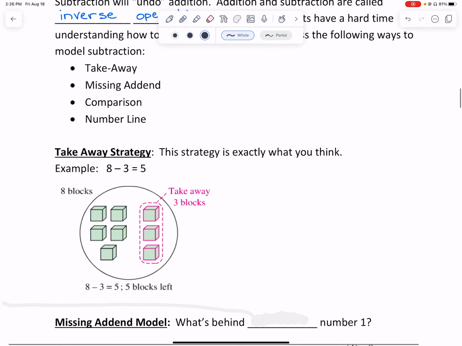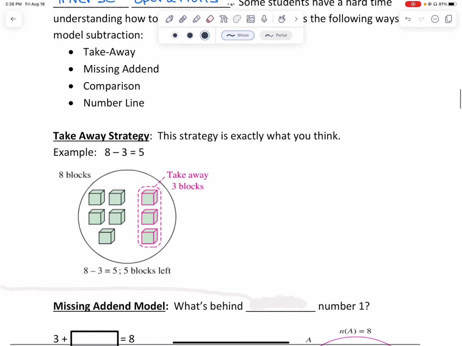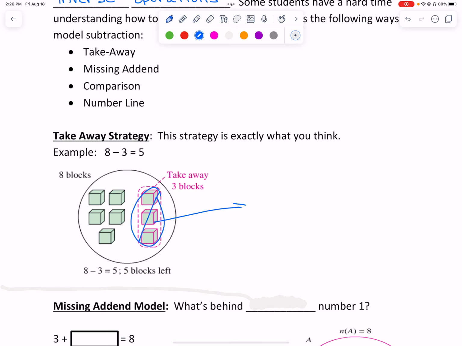So our takeaway strategy in subtraction is just that. You have a bunch of blocks with your students and you just take these out. Take them away. So we had 8, we took 3 away. Now let's count, and we have 5 left. So that's called the takeaway strategy.